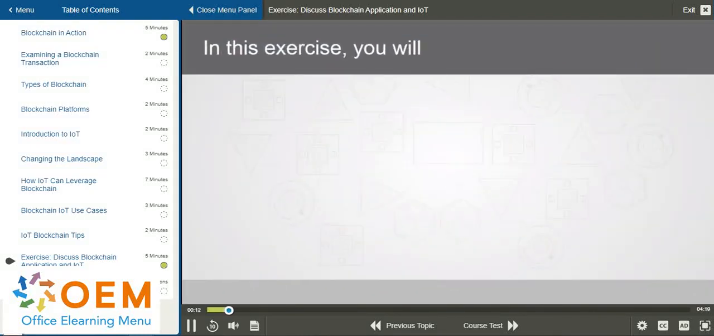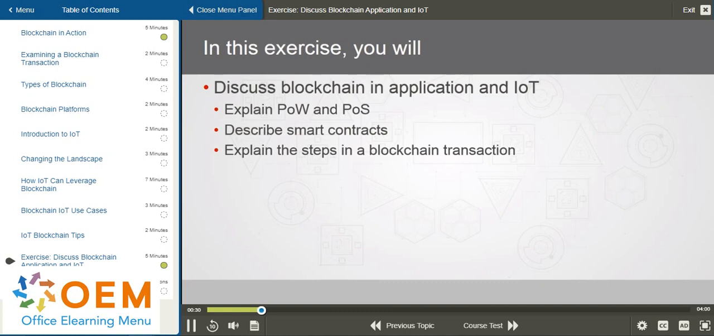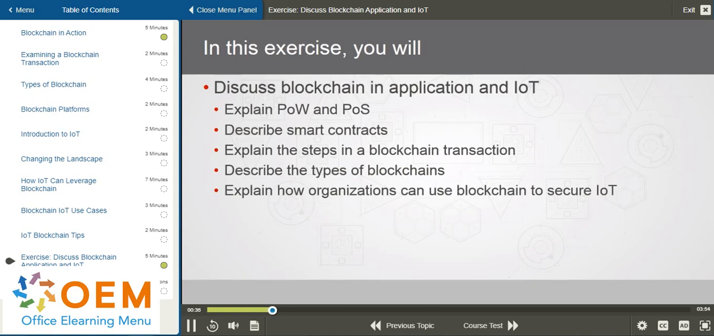Now that you've learned about blockchain in application and as it pertains to IoT, it's time to put some of that knowledge to work. In this exercise, you'll discuss blockchain in application and with IoT. You'll explain proof of work and proof of stake, describe smart contracts, explain the steps in a blockchain transaction, describe the types of blockchains, and explain how organizations can use blockchain to secure IoT.